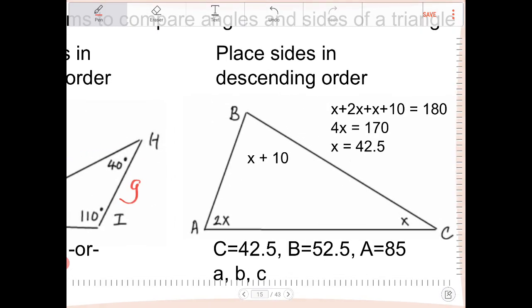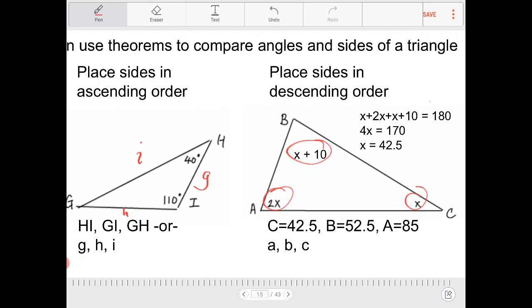Then looking at this triangle over here, all three angles should add up to 180. So I add this up and set it equal to 180, solve for x, and I end up with x equal to 42.5. By placing x back in, I can then determine that angle C is 42.5, angle B is 52.5, and angle A is 85.